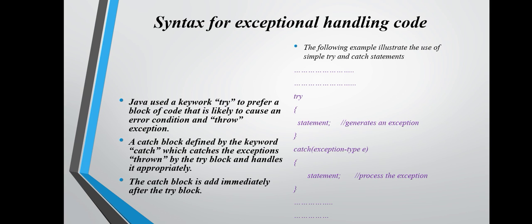A catch block is defined by the keyword catch, which catches the exceptions thrown by the try block and handles them properly. The catch block is added immediately after the try block. And now let's see the example and the syntax for this exception handling code. We see the try block with a statement which deliberately generates an exception. After closing the try block, the catch block immediately opens, which processes the exception.